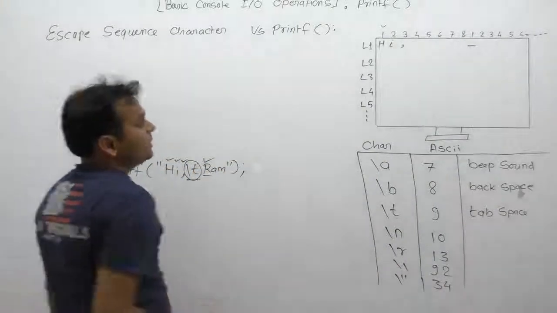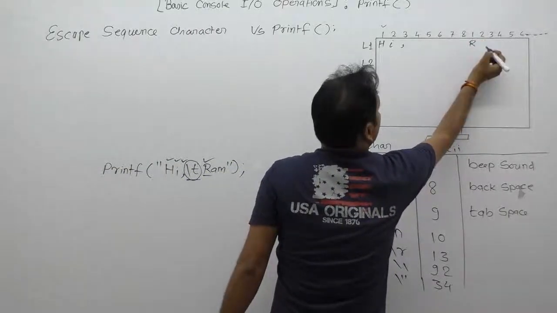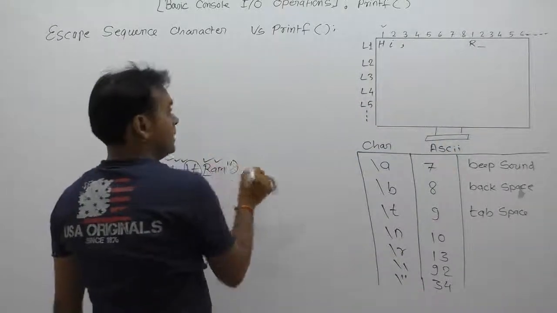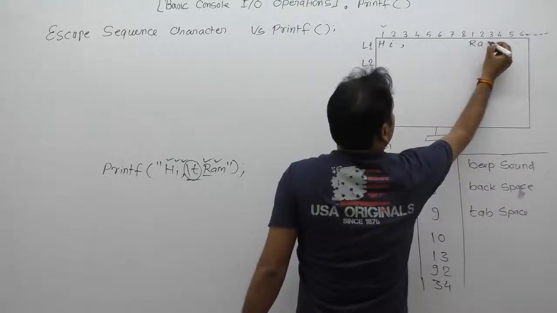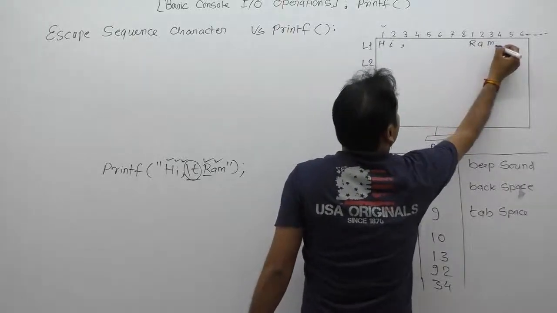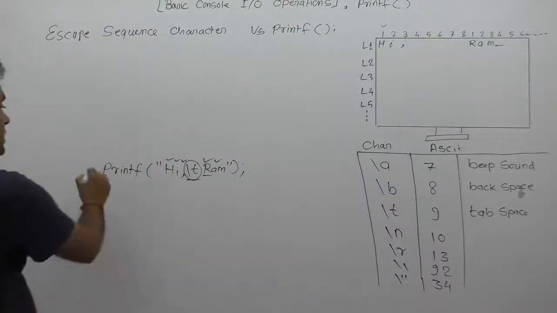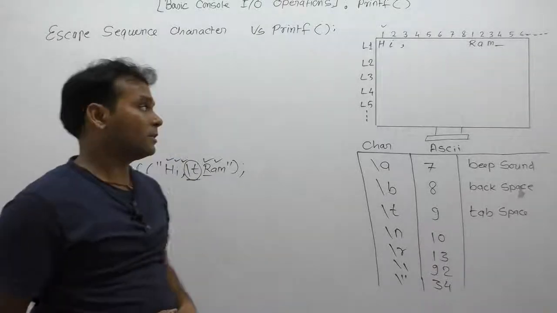R is again printable, therefore R is printed in the current position of the cursor, then the cursor will move to the next position, then A. Again, A is printed in the current position, same as M, then the current position of the cursor is the fourth position. This is the behavior of this printf, the output according to this printf function.